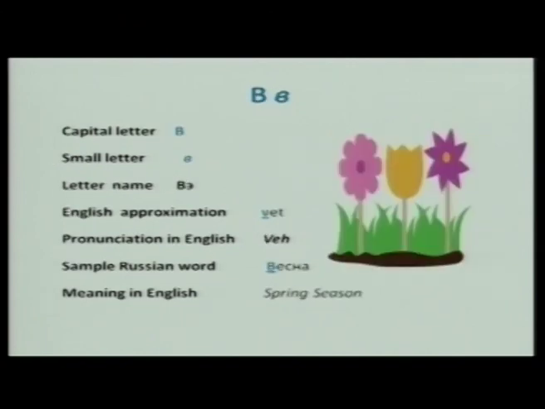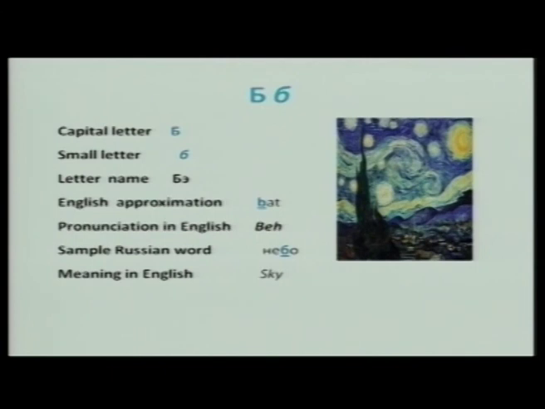Ve, as in wet. A Russian word we have used is vesna, which means spring season. Be, as in bat, and nieba, which means sky.